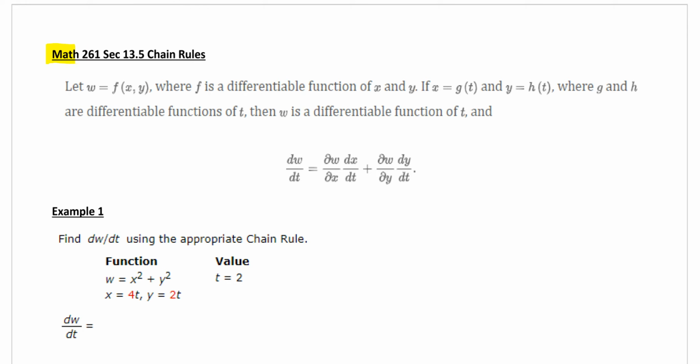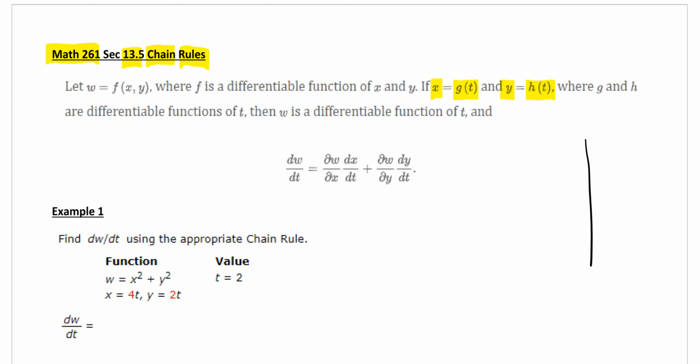This is Math 261, Section 13.5 on the chain rules. Now that we've done functions of multiple variables and partial derivatives, there are different chain rules that apply in different types of situations. The first type of situation is where x and y are both functions of t: x equals g of t and y equals h of t.